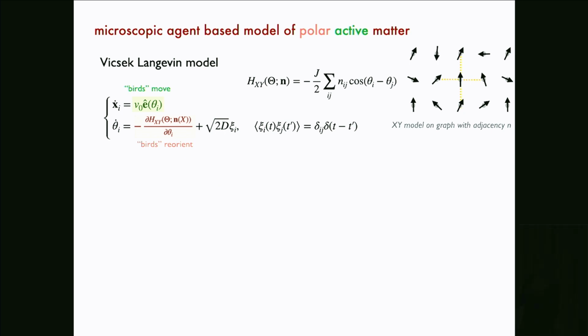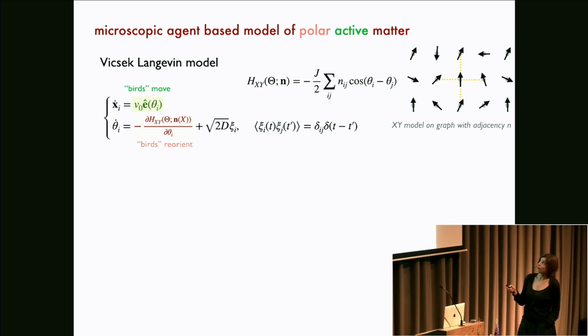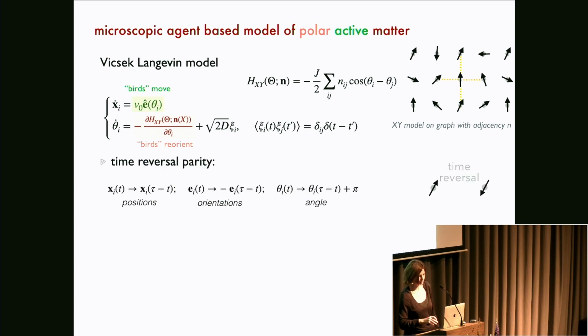As I said, it has two components. It has the orientation of the birds, which is set by them basically wanting to orient, and this is just the polar orientation term, so all they have is direction, and they want to reorient with respect to the neighbors. There's noise on top of that, and on top of that, birds move, which is what makes it active, okay? So there's only two components to this model. It's very simple. Birds want to be aligned, and birds move. Nothing else, and there's noise. And now we're going to apply time reversal parity to trajectories and ask what happens.